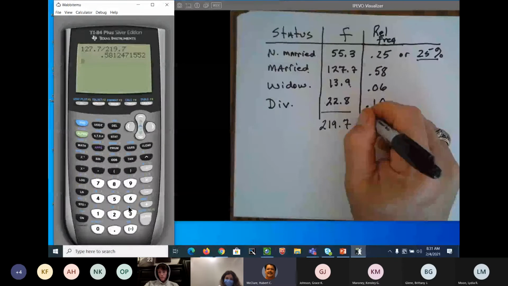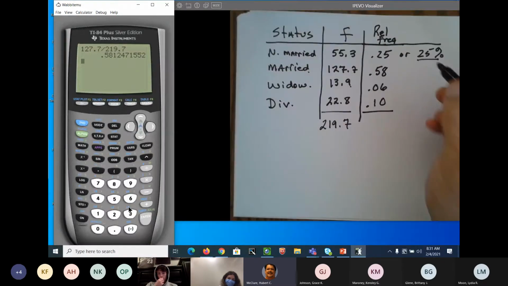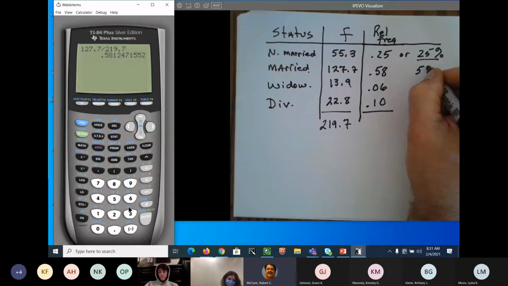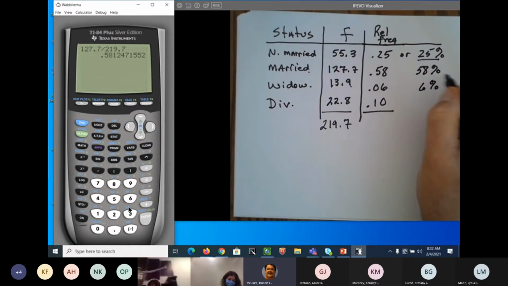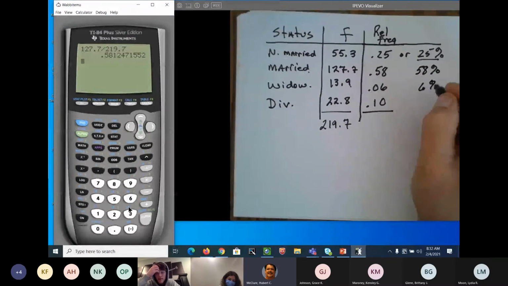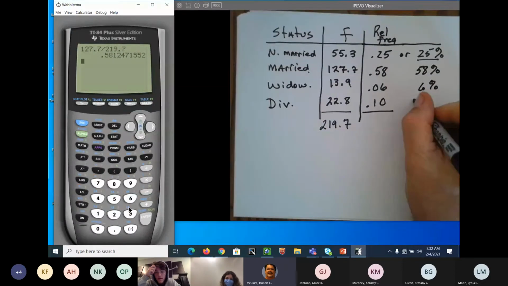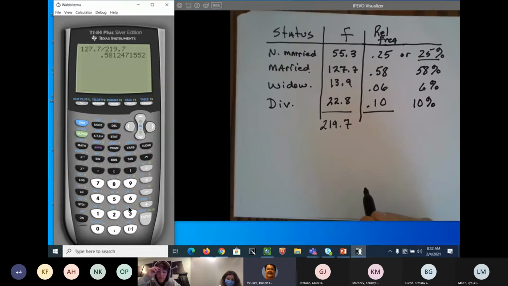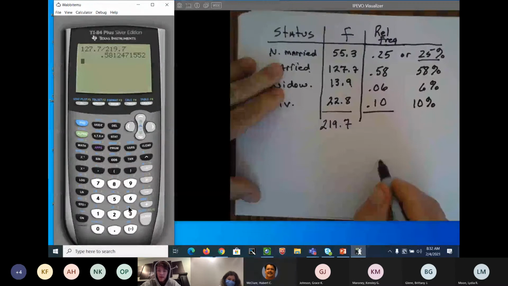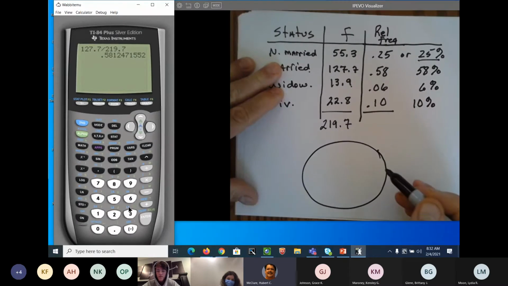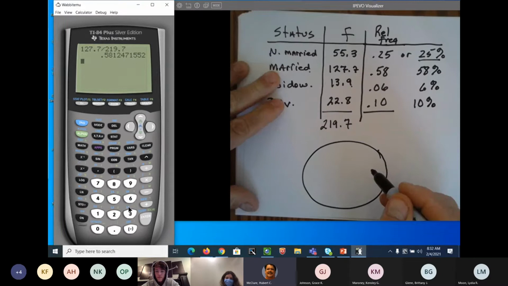1 or 100%. So this is 58%. Doesn't look like it equals 100. Are you sure you rounded correctly? 6%. Well, that's 99%. Somebody check the rounding, please. And 10%. Yeah, I rounded correctly, but okay. All right. If it's within 0.02%, it's accepted, correct? Yeah, I didn't tell y'all that. I'm sorry.